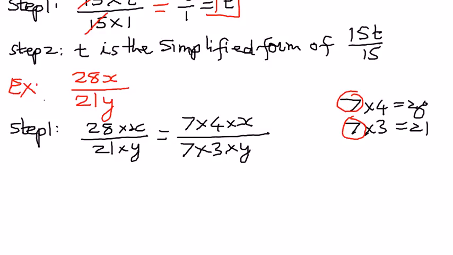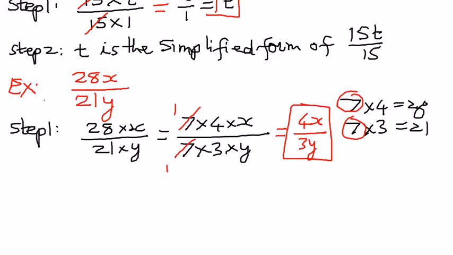As we said, when we have numbers in the numerator and denominator which are multiples of one another, we can cancel them out, and they go into one another one time. Therefore, what we are left with is 4 times x, which is 4x, in the numerator, and 3 times y, which is 3y, in the denominator, and that is where we want to leave it.